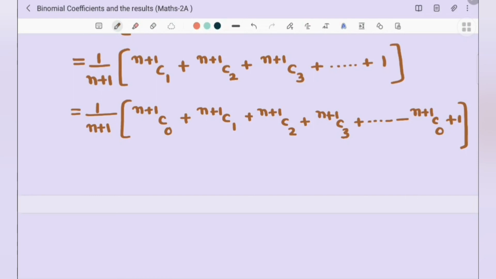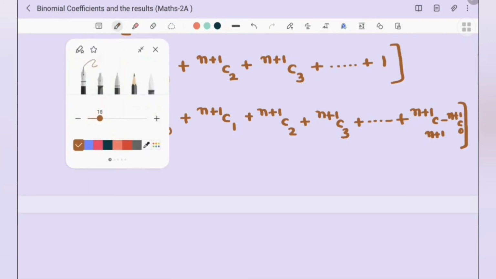So here that 1 can be written as, before that only n plus 1, here 1 can be written as n plus 1 C naught. After that, here n plus 1 C naught we wrote, now that only we are going to write as minus n plus 1 C naught.